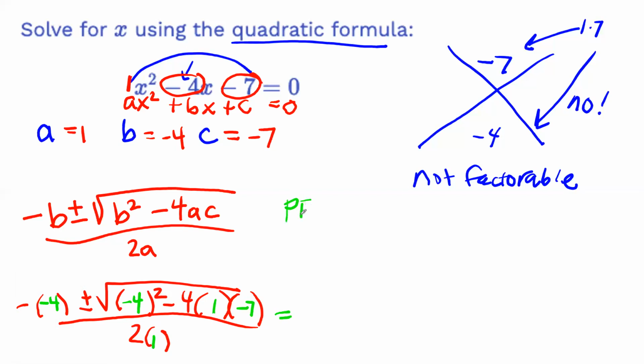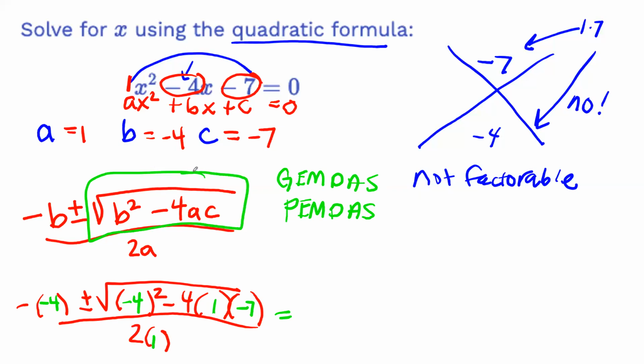Or if you learn GEMDAS, which I've taught my kids before, that idea of grouping symbols comes first. This is a good example of one that has a grouping symbol, right? Because really a square root symbol is a grouping symbol. So this would be one of the first pieces you'd want to handle, the stuff underneath the radical, and hope that it gives you a perfect square. If not, then that ends up with an answer that's a decimal.